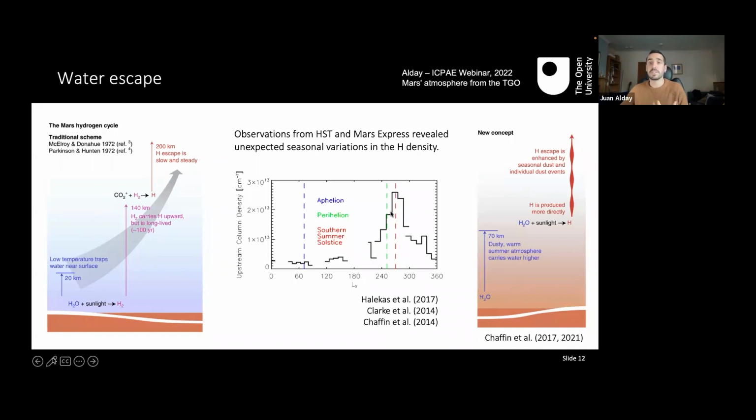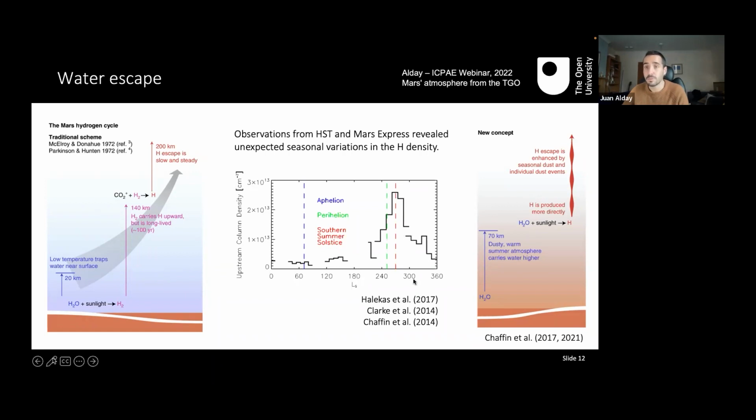So what is observed is that the abundance of atomic hydrogen, the density of atomic hydrogen, during perihelion is substantially larger than during aphelion. And this cannot be explained by this source of atomic hydrogen from molecular hydrogen. So instead, a new concept was suggested, that during perihelion, the atmosphere is dustier and warmer. So these water ice clouds don't form at 20 kilometers.